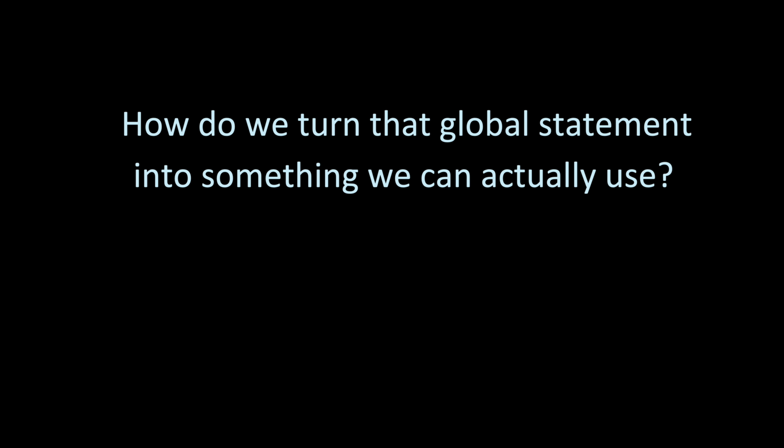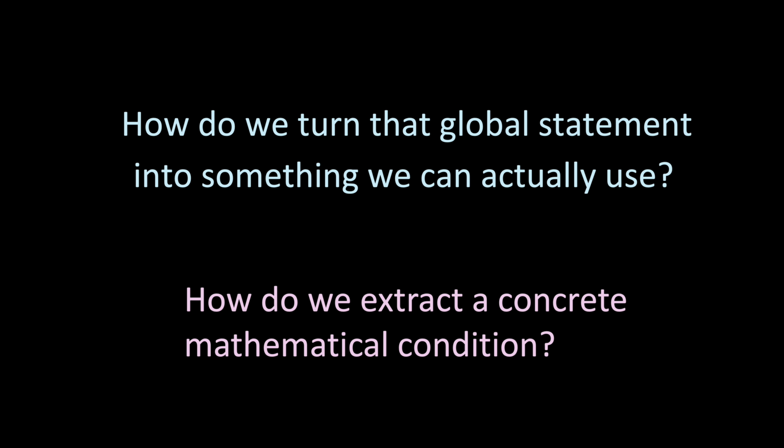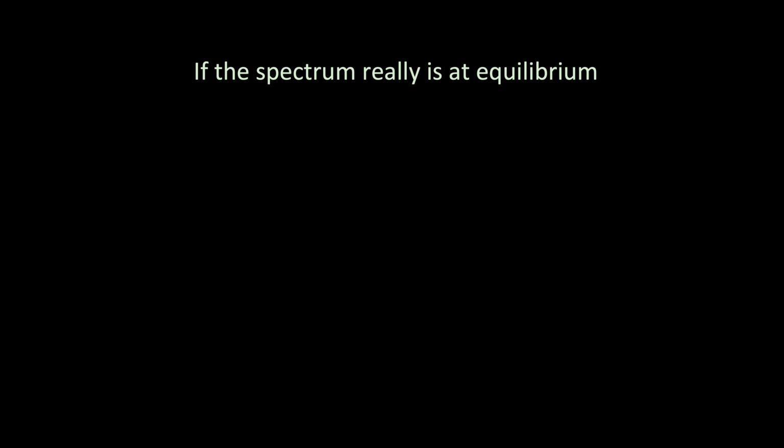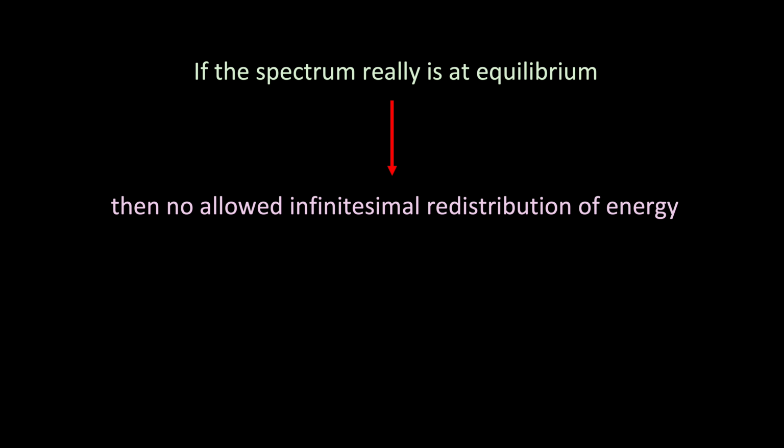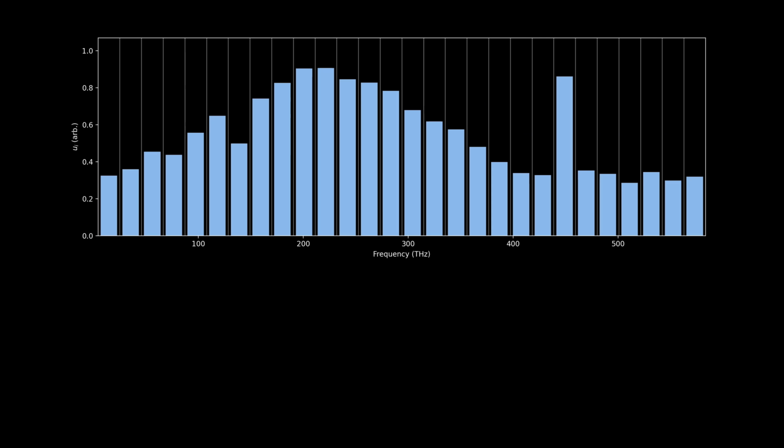Now the question is, how do we turn that global statement about entropy maximization into something that we can actually use? How do we extract a concrete mathematical condition? Well, we begin by realizing that if the spectrum really is at equilibrium, then no allowed infinitesimal redistribution of energy between frequency bands can increase the total entropy. If such a redistribution existed, then the system would not yet be in equilibrium, and it would spontaneously move in that direction.